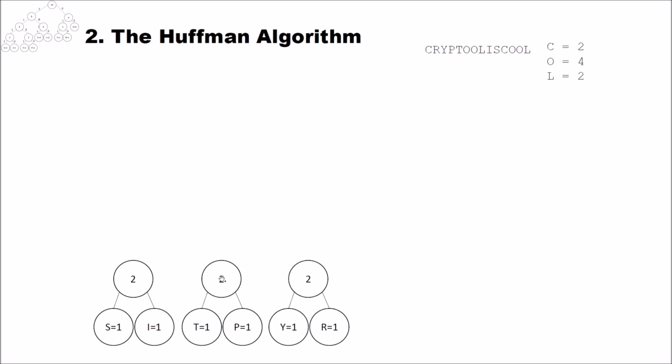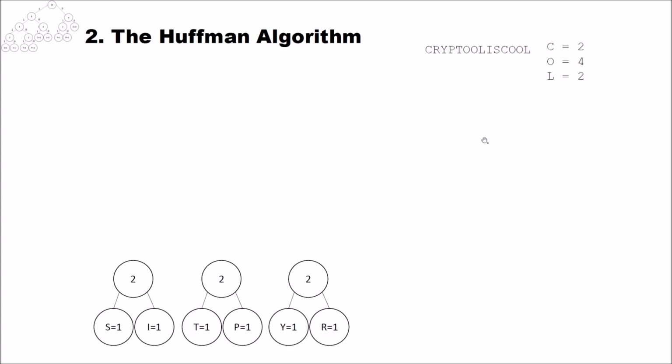Then we do the same with Y and R. We again write here a 2 and we connect these. And now it gets interesting because we have to connect now the nodes we already created, or the nodes still here in the list of our symbols. And besides using or connecting the nodes with the smallest numbers, we also have to consider connecting the nodes or the subtrees that are the smallest.